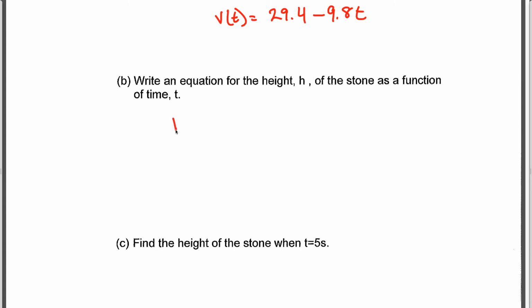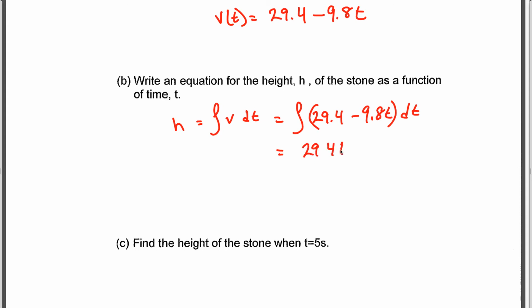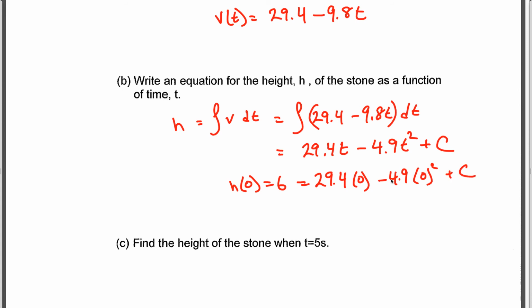Equation for the height, well, height or position is going to be the integral of v with respect to t, which in this case is the integral of 29.4 minus 9.8t with respect to t. And if we integrate that, we get 29.4t minus 9.8t squared over 2, or 4.9t squared. That's 9.8 divided by 2. Again, plus some constant. And this time, we know that h of 0 is 6, which means if I take this equation and put in 0, and I'll write the step even though we shouldn't need it, we see that everything disappears and it turns out that c has to be 6. In other words, h of t is equal to 29.4t minus 4.9t squared plus 6.